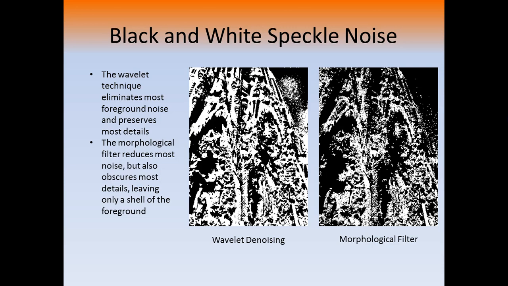Now, the speckle filter, the wavelet denoising technique, is almost unquestionably better. It preserves most of the detail and gets rid of most of the noise in the foreground, even though there's quite a bit in the background. But the morphological filter, in this case, almost entirely destroys the foreground. It gets rid of most of the facade. You can't even see the shape, the outline of the cathedral very well anymore.